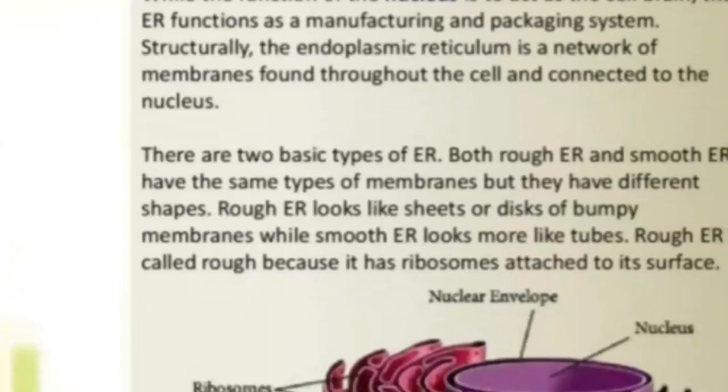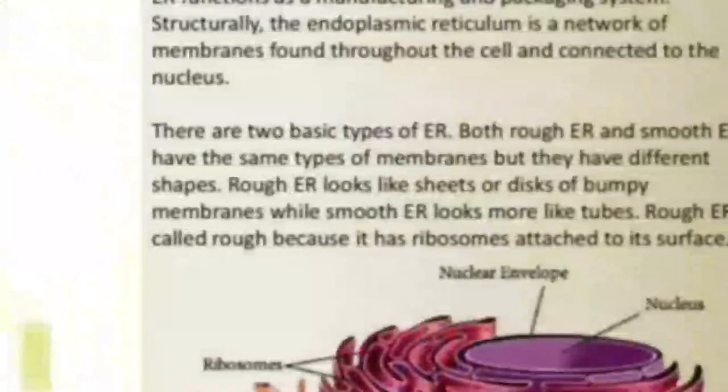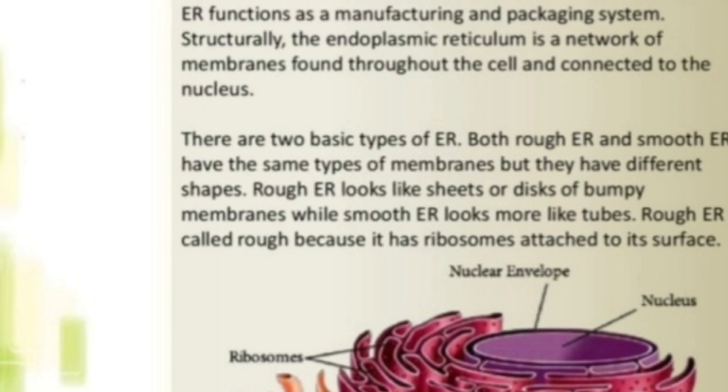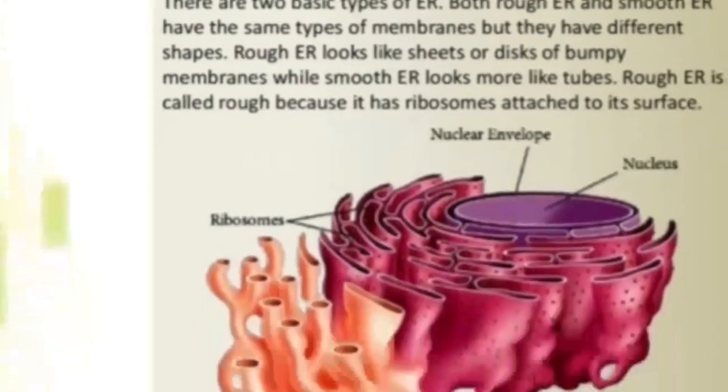The endoplasmic reticulum has two basic types. One is the rough endoplasmic reticulum and the other is the smooth endoplasmic reticulum. Both have the same type of membrane but different shapes. A rough endoplasmic reticulum looks like sheets or discs of bumpy membrane, while smooth endoplasmic reticulum looks like a tube. Rough endoplasmic reticulum is called rough because it has ribosomes attached to its surface.